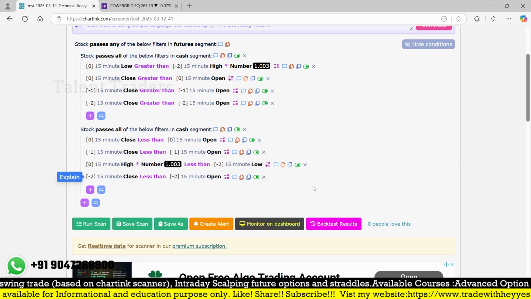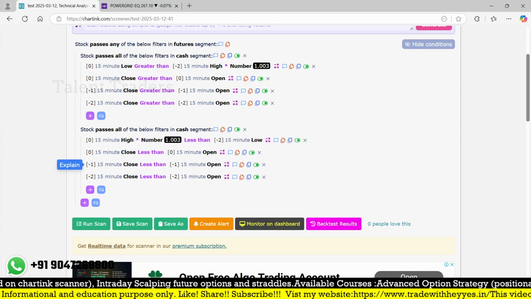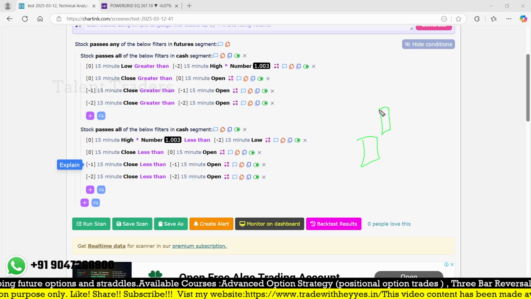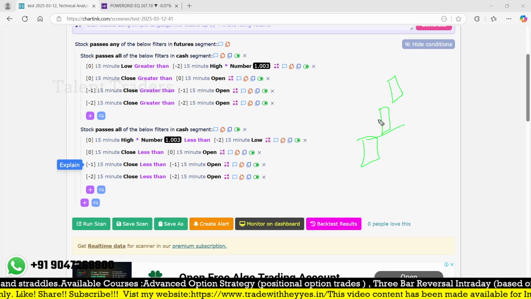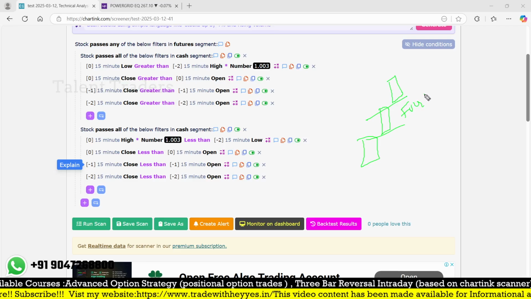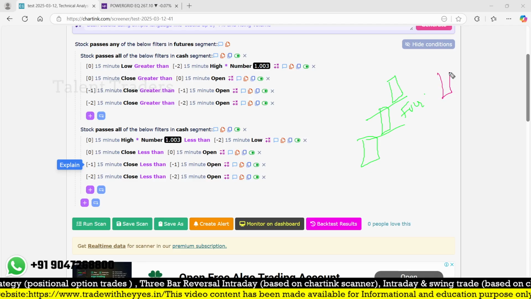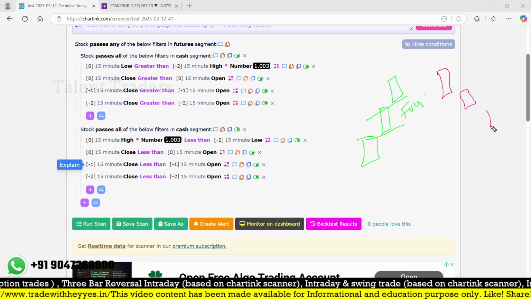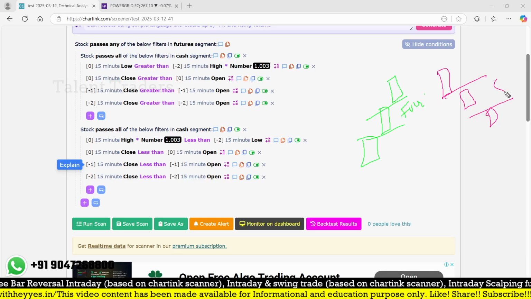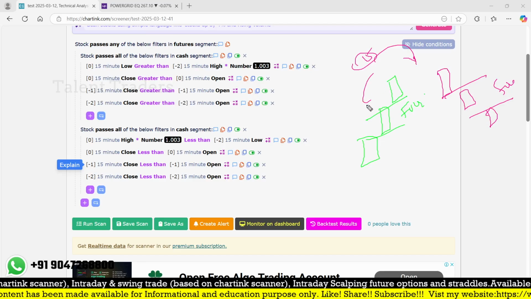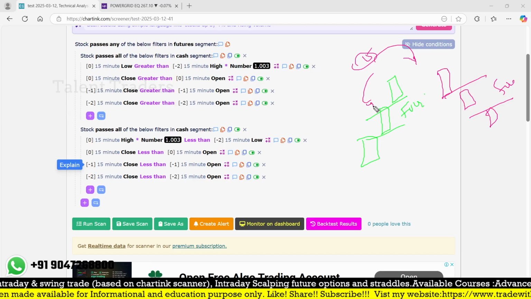how will it be found? There is a green one, the second also green, and the third also green. So there must be an FVG that forms here. And the second pair will tell you this: first negative, second negative, third negative, there is a gap between them. So this is the 15 minutes time frame. So it will find this as well as this, both in a single scanner.